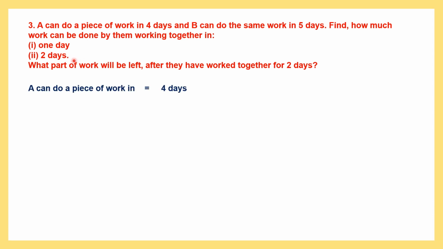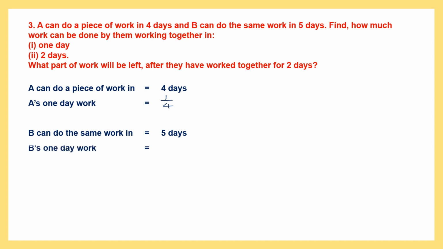So let's begin. A can do a piece of work in 4 days. That means A's 1 day's work will be 1 by 4. This is 1 by 4. Then here B can do the same work in 5 days. That means B's 1 day's work is 1 by 5. Now they are asking us to find out A plus B's 1 day's work.